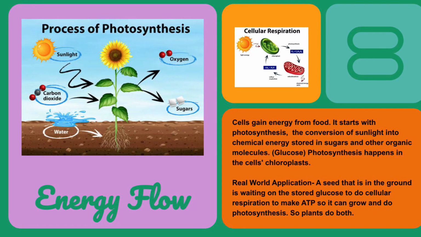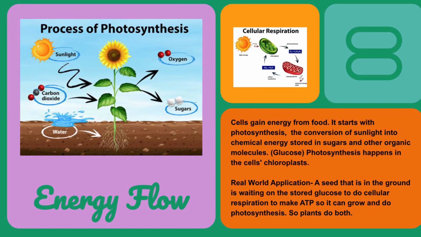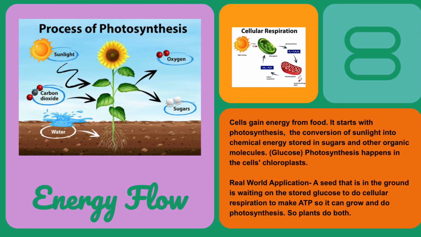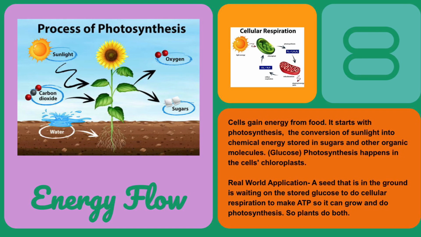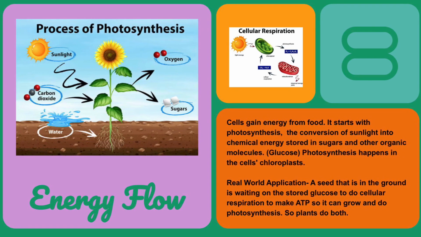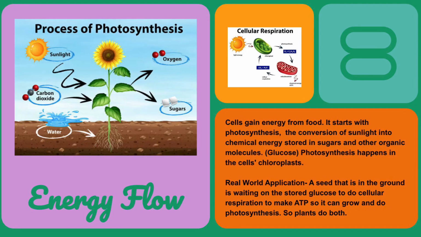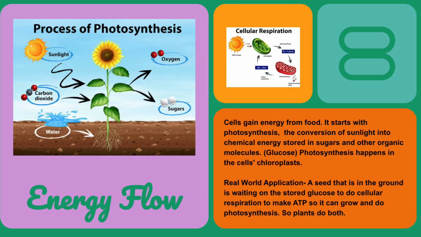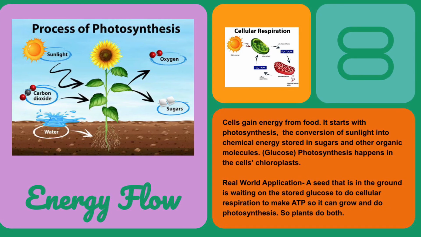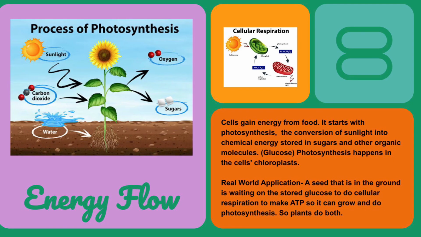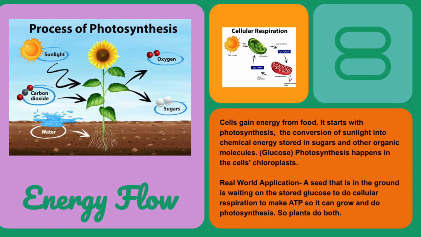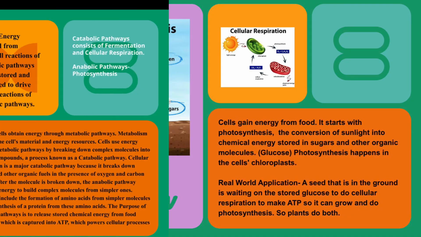Energy flow. Cells gain energy from food. It starts with photosynthesis, which is the conversion of sunlight into chemical energy stored in sugars and other organic molecules, such as glucose. And photosynthesis happens in the cell's chloroplast. A real-world application is a seed that is in the ground waiting on the stored glucose to do cellular respiration to make ATP so it can grow and do photosynthesis, so plants do both.